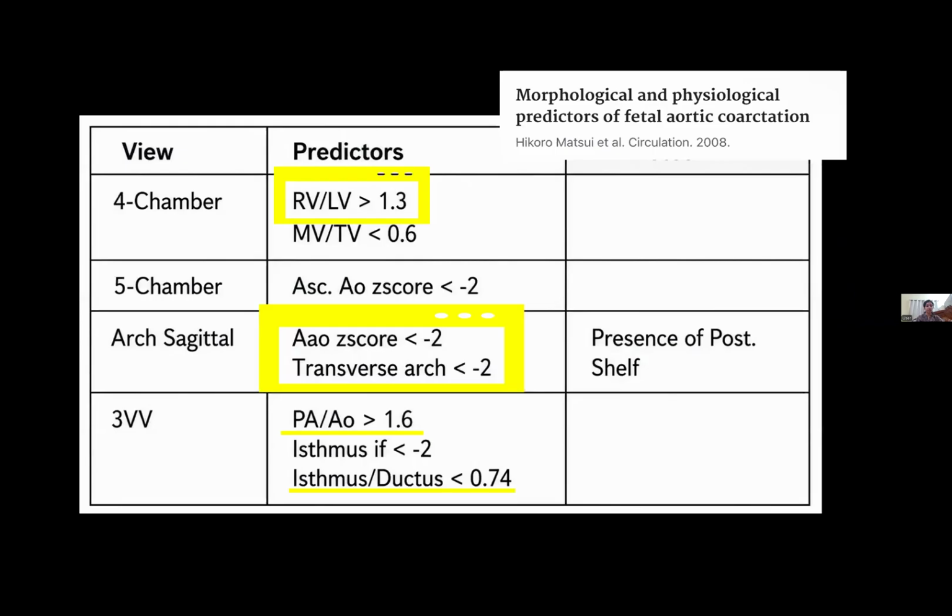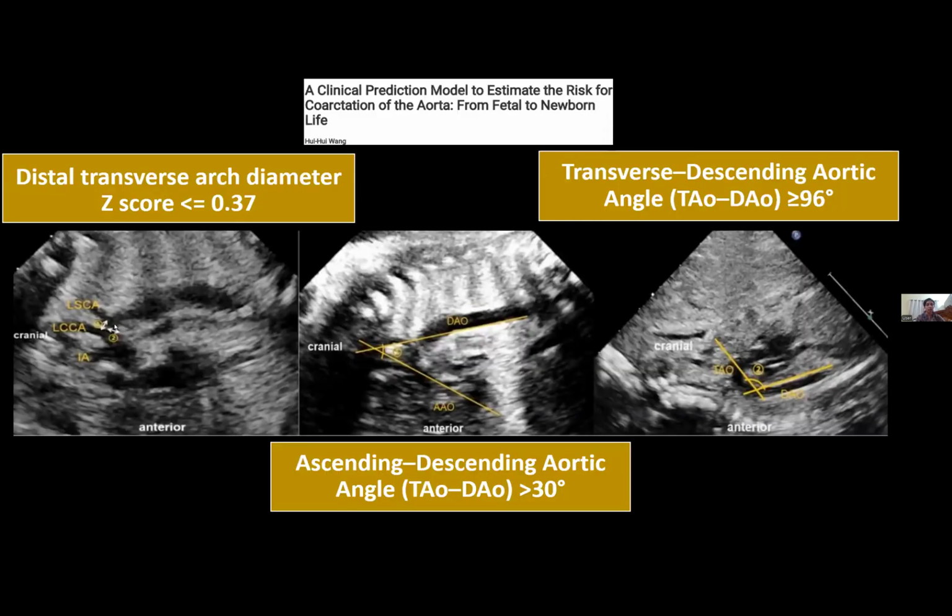For those of us who like measuring everything, these are the numbers we rely on. The most important are the RV-LV ratio of more than 1.3, the ascending aorta Z-score and transverse arch Z-scores of less than -2, the pulmonary artery to aorta ratio of more than 1.6, and the isthmus to ductal ratio of less than 0.74. Wang and colleagues proposed a clinical prediction model based on the objective measurements of the fetal aortic arch.